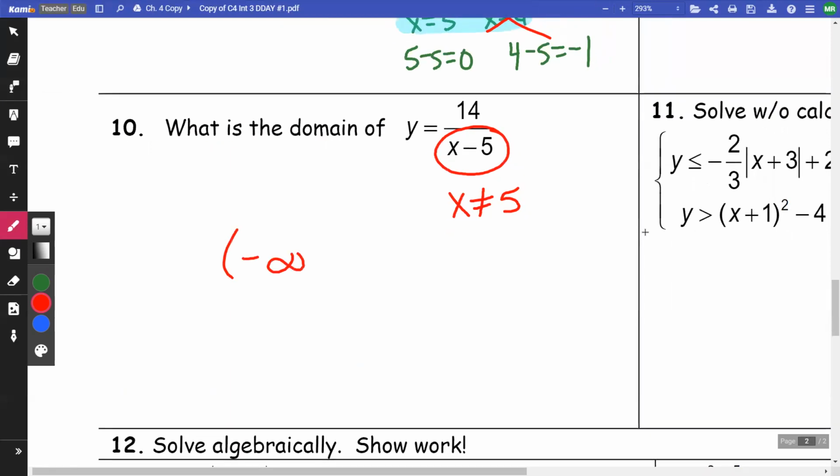So that means everything but 5. So I'm going to write negative infinity up to 5. Okay, I've got parentheses because both of them are open, union 5 to infinity. And that basically means everything but 5.